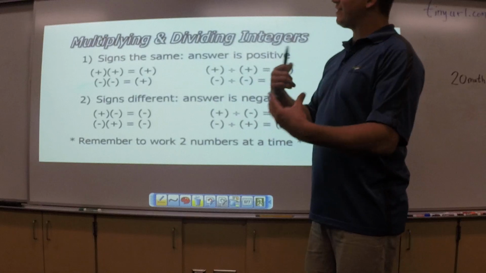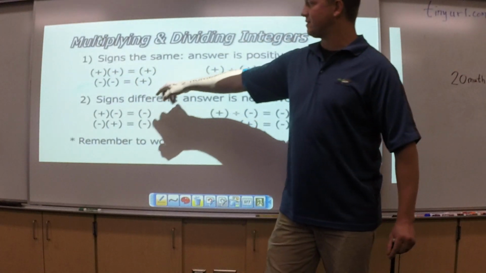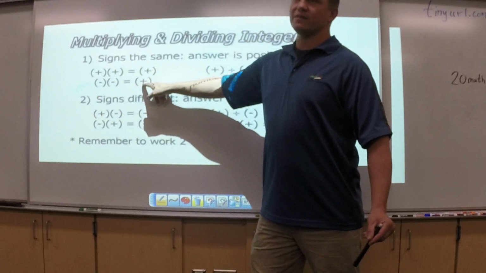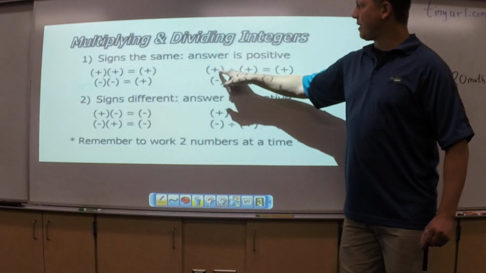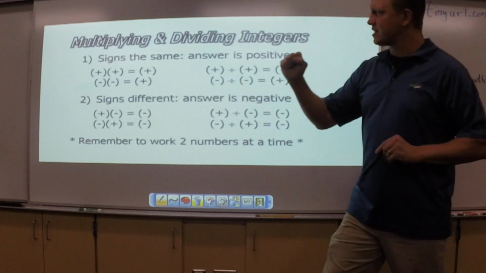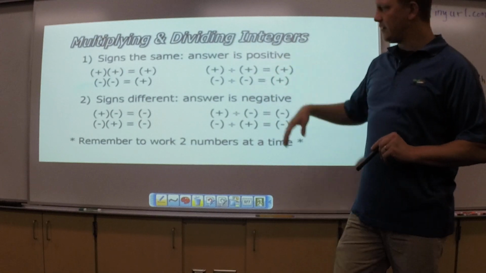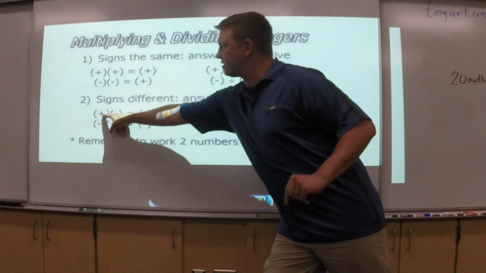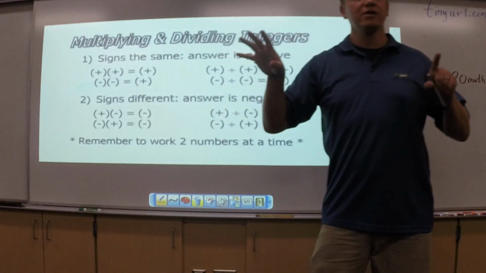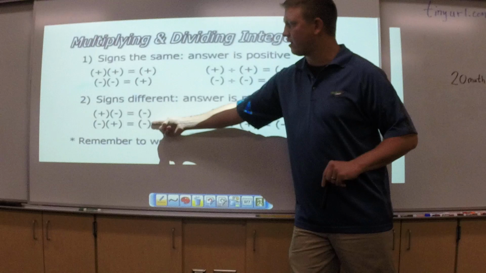Multiplying and dividing integers. If I have a positive times a positive, it's positive. If I have a negative times a negative, it's positive, right? If I have a positive divided by a positive, yes? Right? So if they are the same sign, then the answer will always be positive. If they're different signs, see how they're just different, doesn't matter the order, but if one's positive and one's negative, then you have to be able to turn it into a negative, all right?